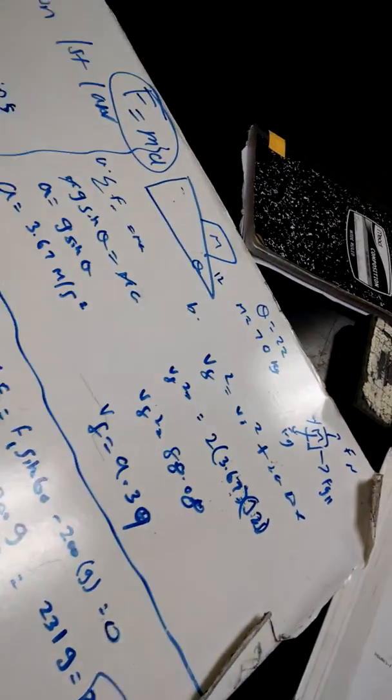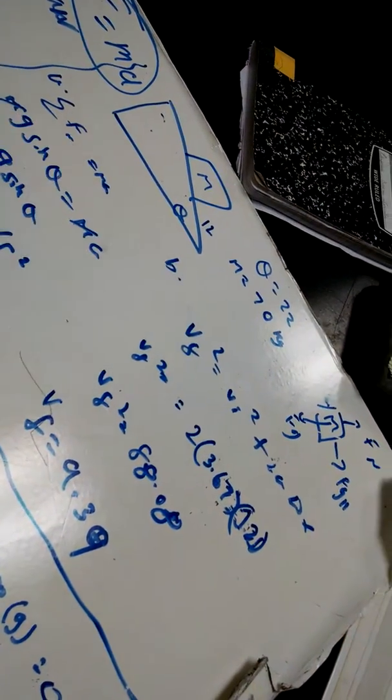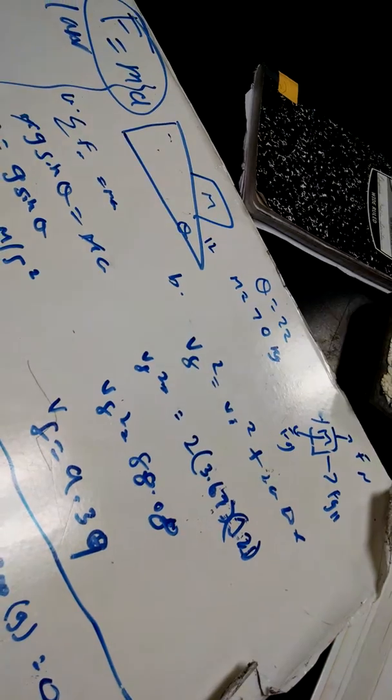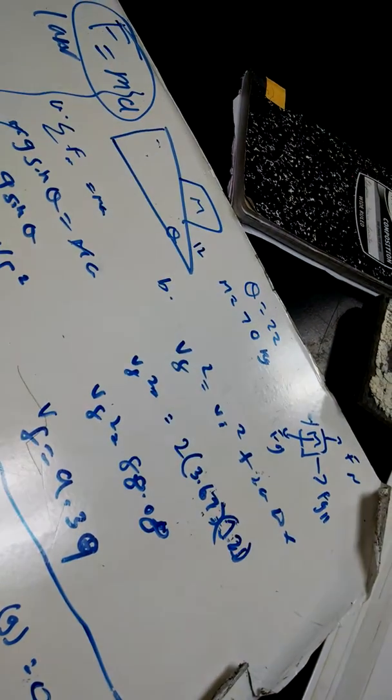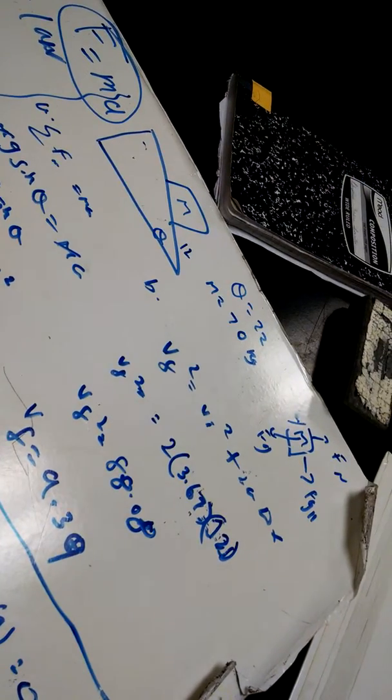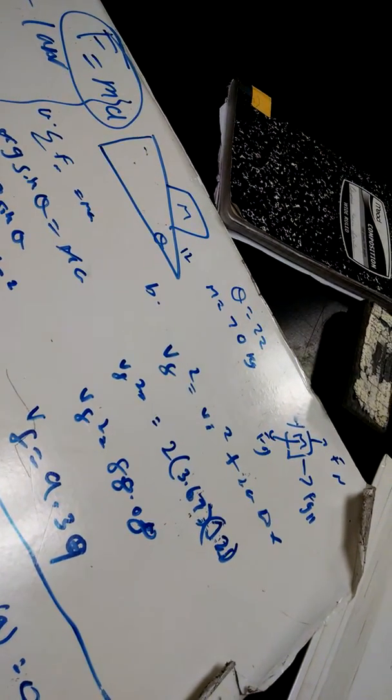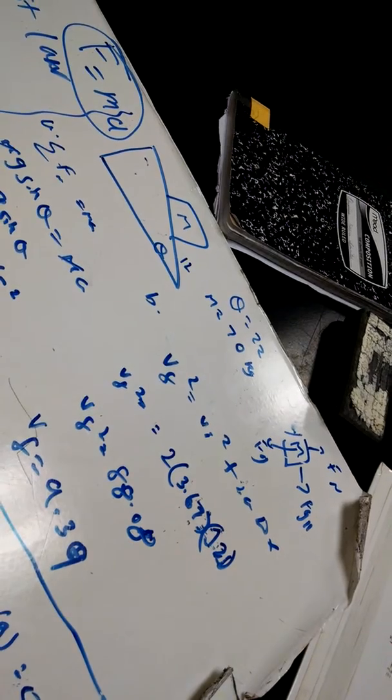And now for the second part, we use a kinematic equation to find the speed of the block at the bottom of the incline. So again, we couldn't have done that without this fundamental identity, F is equal to ma.